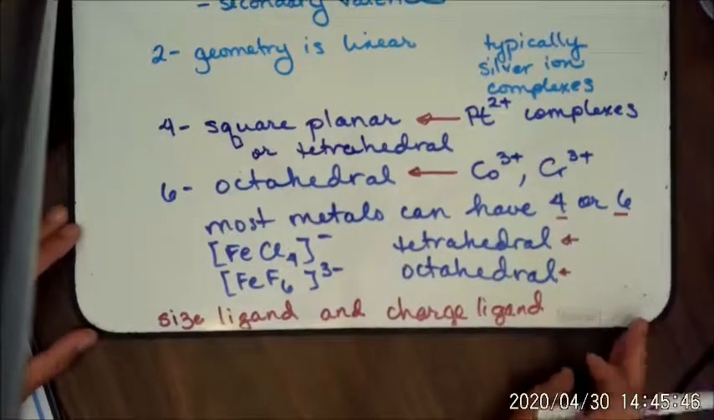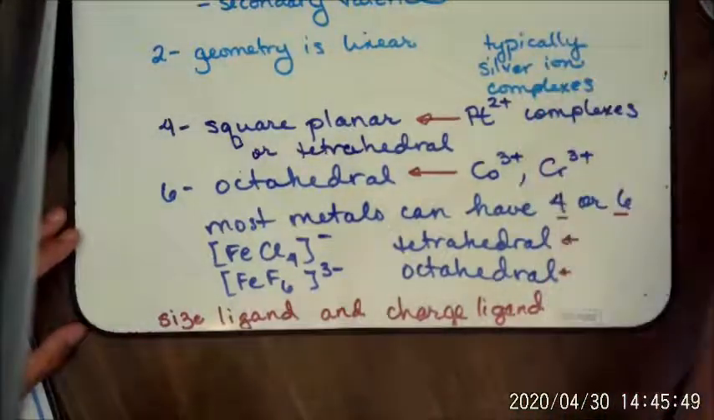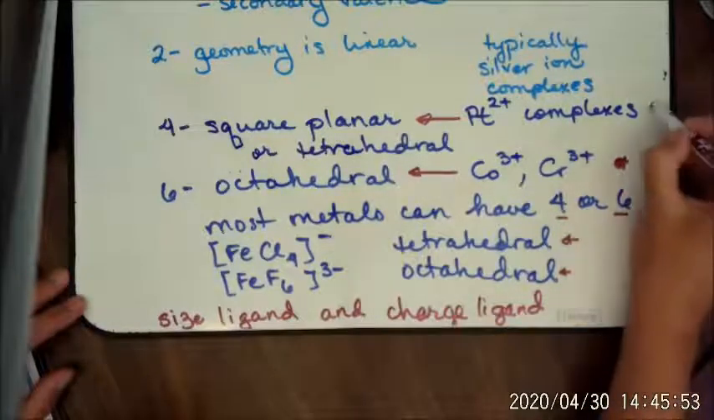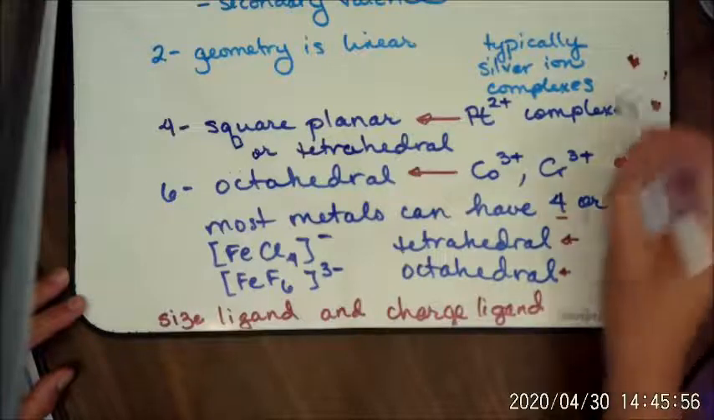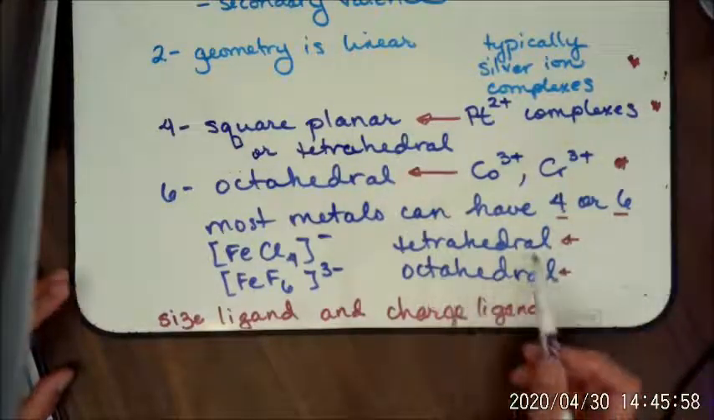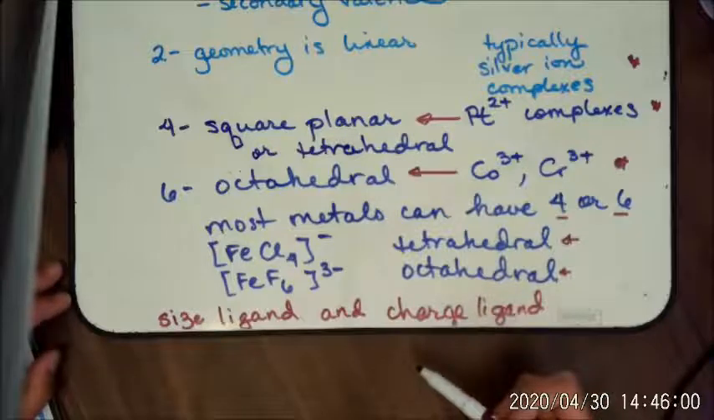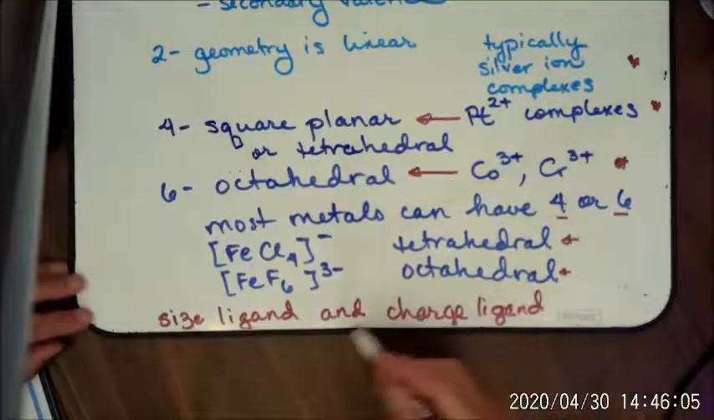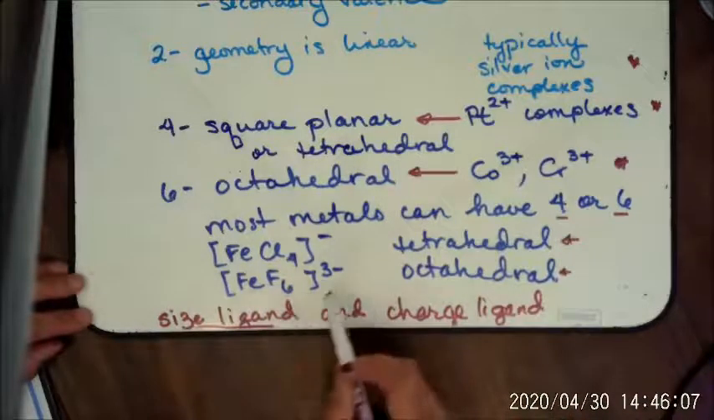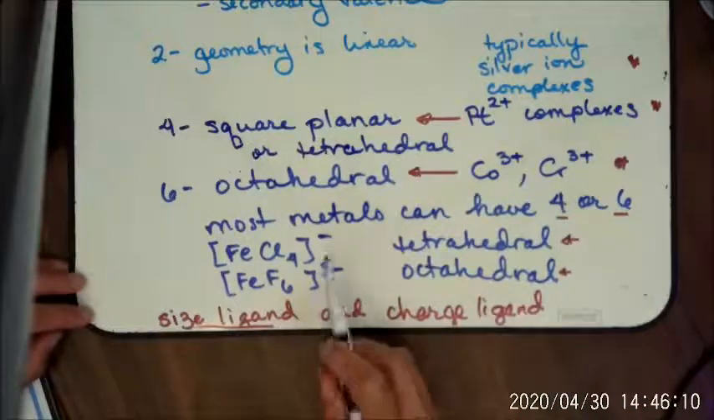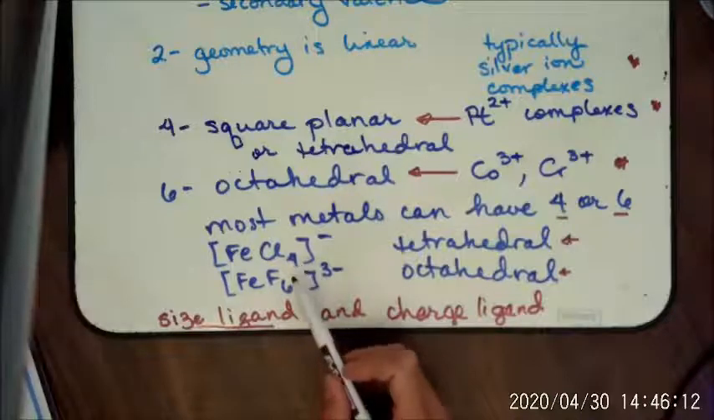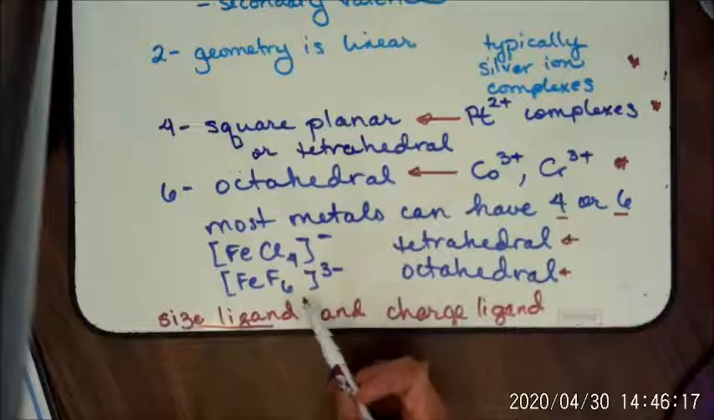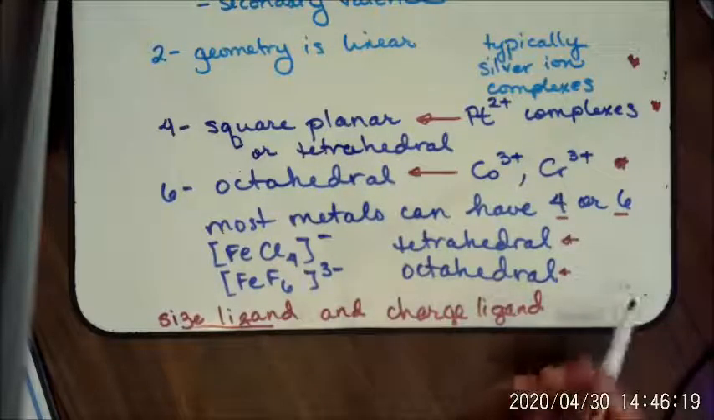So what helps to determine this? It's not so easy to predict. You should know these: platinum 2, silver, cobalt 3, chromium 3, and just be aware of the factors that will affect the number of ligands that you can have. It's the size of the ligand. Fluoride is much smaller than chloride, so because the size is so much smaller, I can coordinate more fluorides than I can chlorides.